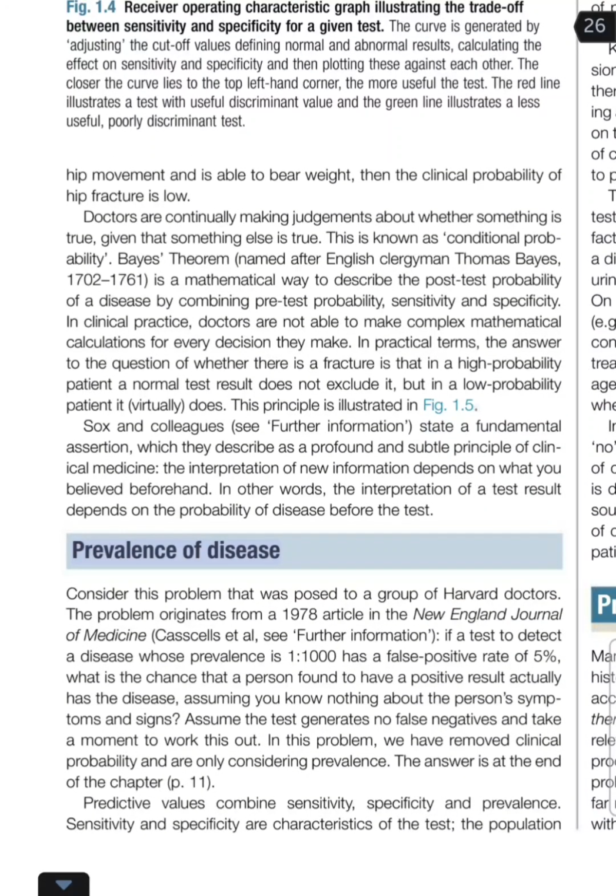Prevalence of disease. Consider this problem that was posed to a group of Harvard doctors. The problem originates from a 1978 article in the New England Journal of Medicine, Castells et al. See further information. If a test to detect a disease whose prevalence is 1/1,000 has a false positive rate of 5%, what is the chance that a person found to have a positive result actually has the disease, assuming you know nothing about the person's symptoms and signs?